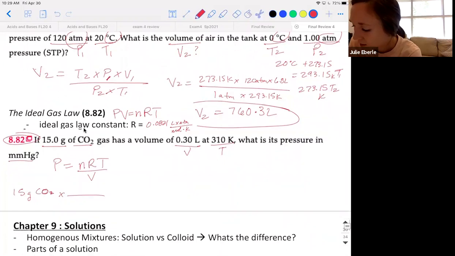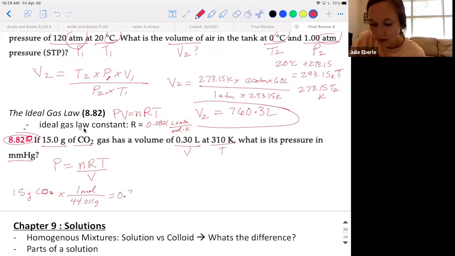It should be 12.011 plus 32. That would be 44.011 grams per 1 mole. And I would get 0.341 moles CO2. Now this I can plug in for n.